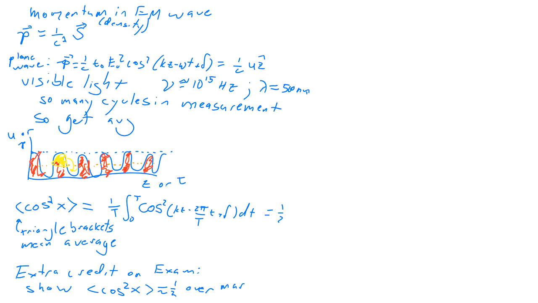So if we do lots of cycles, this average is going to be 1/2, even if it's not an integer number of periods.